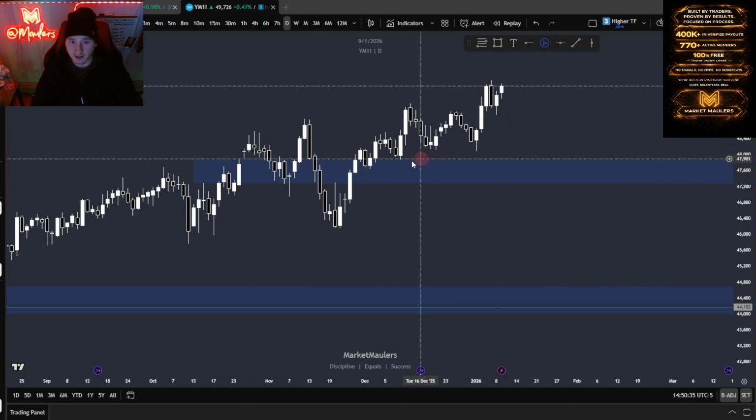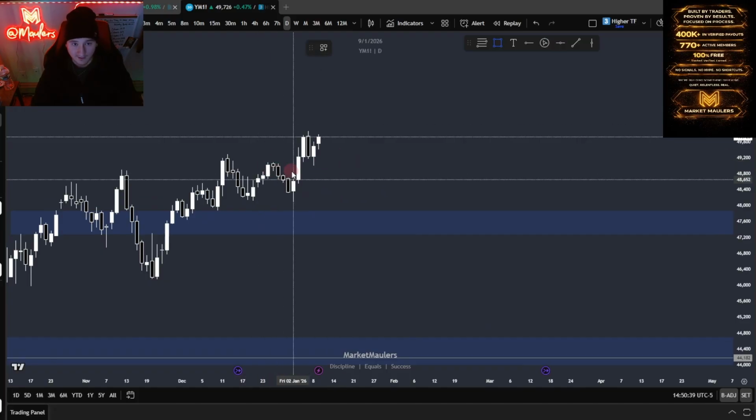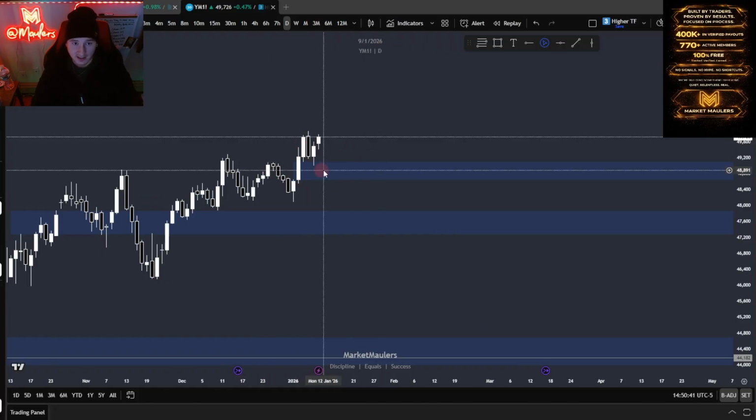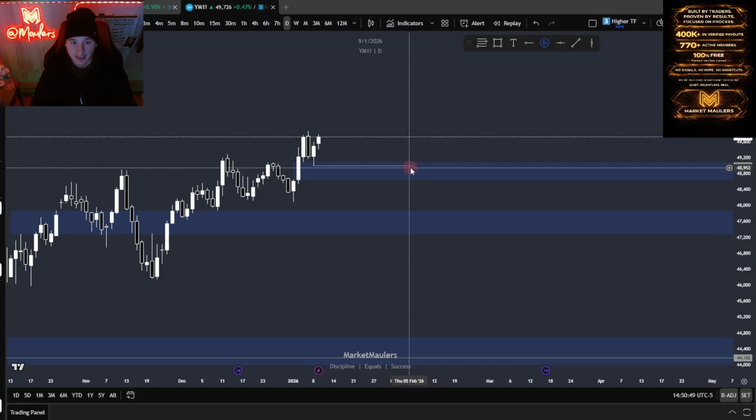Look how many times price used it, okay? Then we have the daily, okay? This is another probable one. Why? Because it has not been fully mitigated and it also left a nice little daily swing low, okay?